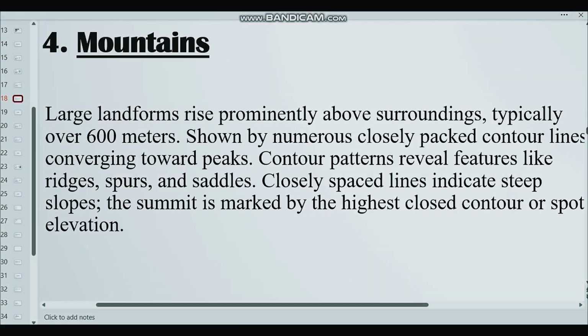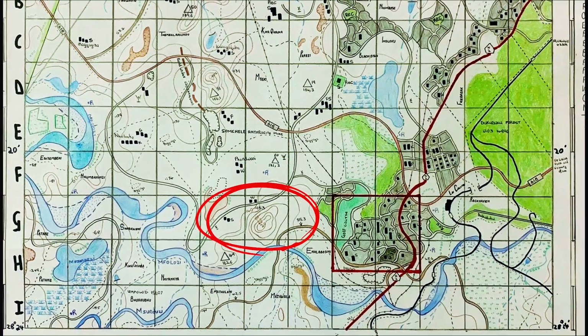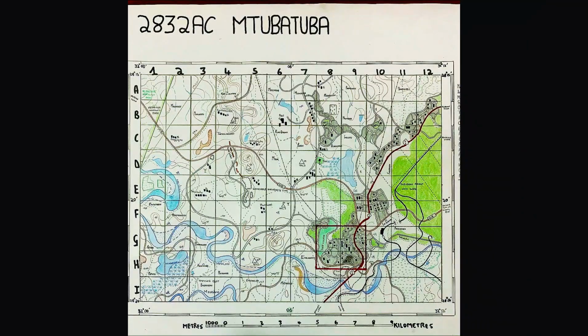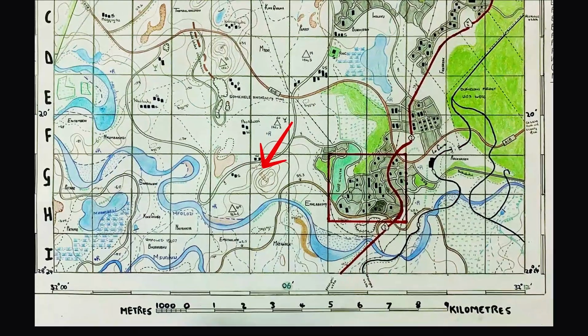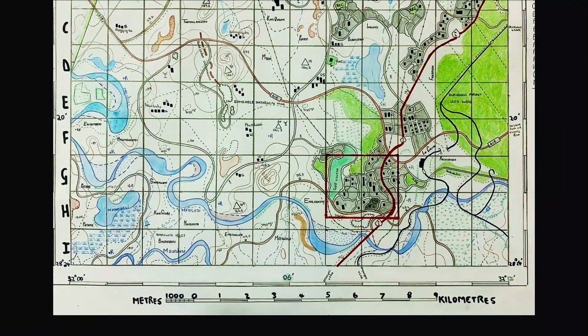Closely spaced lines indicate a steep slope, and the summit is marked by the highest closed contour or spot elevation. So if we look at the map, we can also find that besides having mountains, we also have depressions. The depression is also found on G6. How do we find that it was a depression? We can find it's a depression because the contour lines are decreasing towards the center. As you can see from the example, the highest contour line we can find is 153, and the lowest at the center is 20.